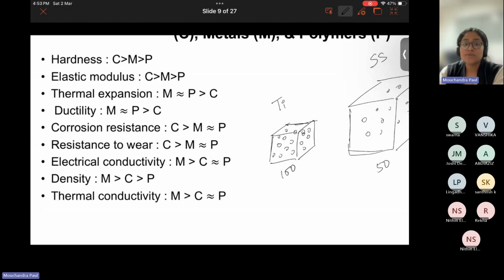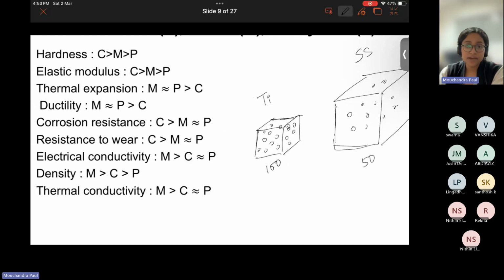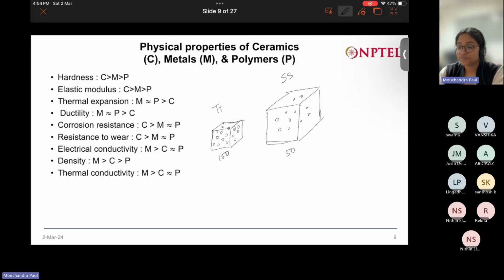And then corrosion. When it comes to corrosion resistance, ceramics provide very good corrosion resistance, which is why, as I told you in the previous slide, people apply a ceramic coating over metal implants to overcome the limitations of metals. Similarly, ceramics have very good wear resistance. Metals can conduct heat, and they can also conduct electrons and pass current because of their structure, as I already explained. When it comes to density, metals are much denser than ceramics and polymers.